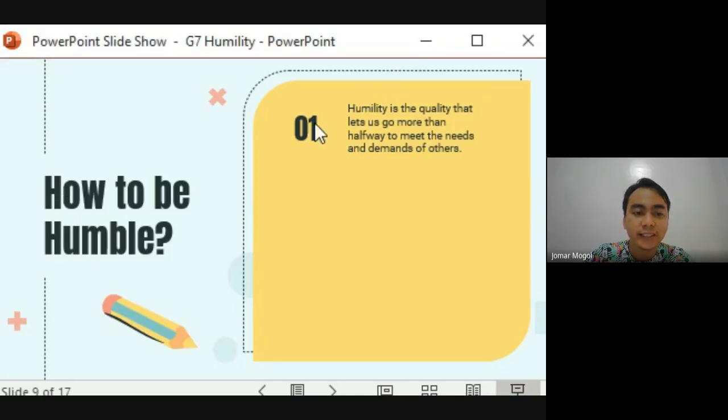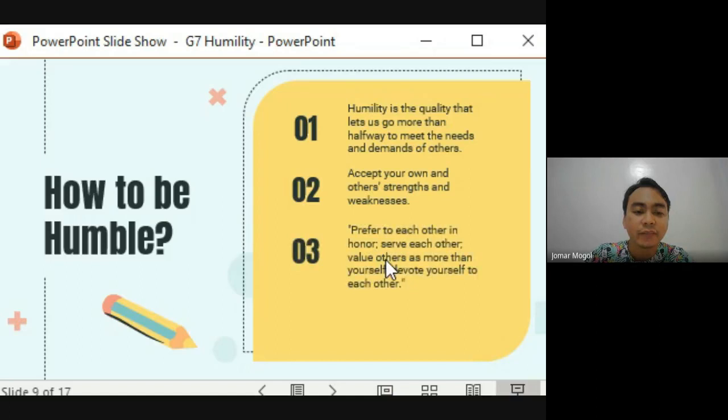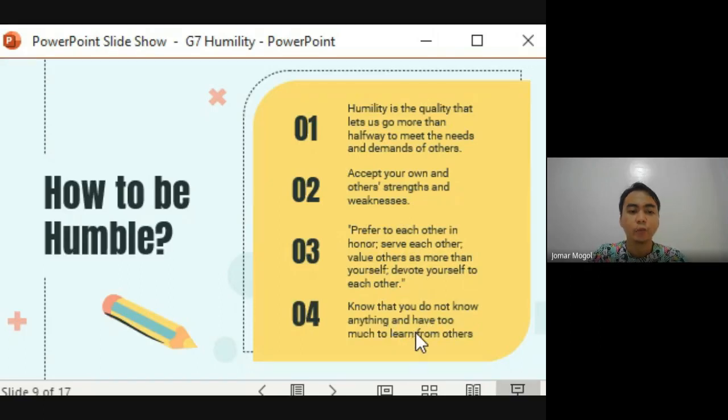So, let us proceed. Second, accept your own others' strengths and weaknesses. Nasabi ko na kanina. Third, prefer each other in honor, serve each other, value others as more than yourself, devote yourself to each other. Nabanggit ko na rin kanina. Fourth, know that you do not know anything and have too much to learn from others.